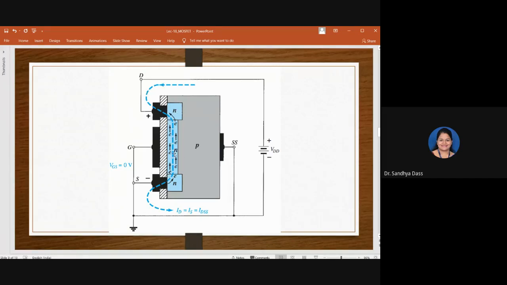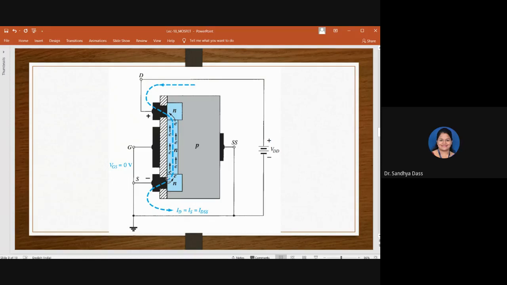Causing eventually increasing the drain current, which flows via drain towards source. All right, so we say that the drain current ID will be equal to IS. Okay, so keep that in mind.